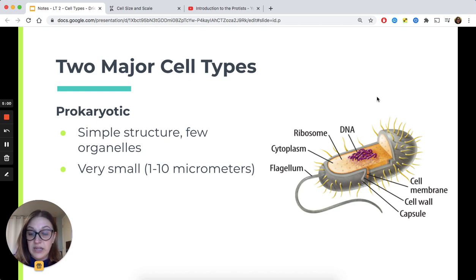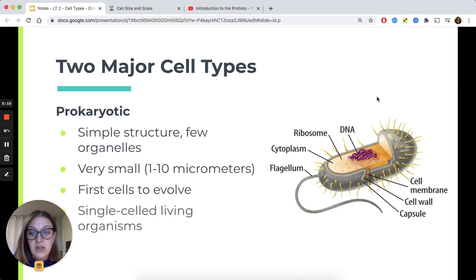Prokaryotic cells are, like we mentioned, very, very small, ranging from 1 to 10 micrometers. They were the first cells to evolve, so the first living things to evolve on our planet. They are single-celled living organisms, so one single bacterial cell is considered to be an organism.